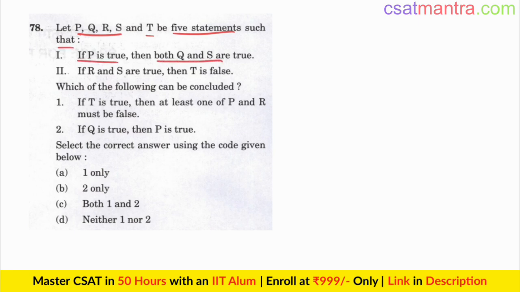Let P, Q, R, S and T be 5 statements such that if P is true, then both Q and S are true. If R and S are true, then T is false. Which of the following can be concluded? Let's try to understand these statements.